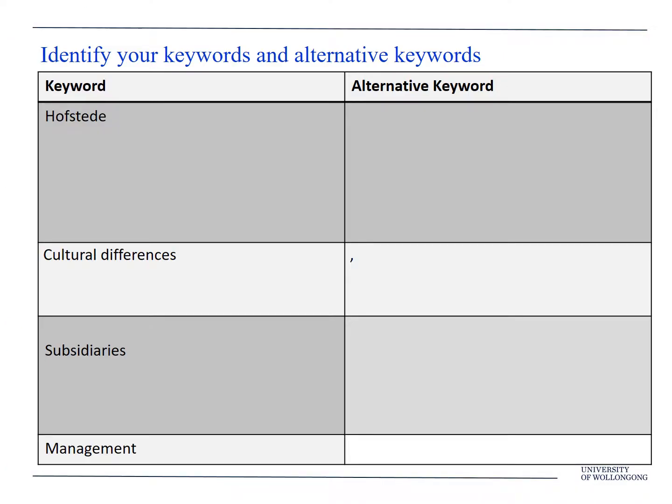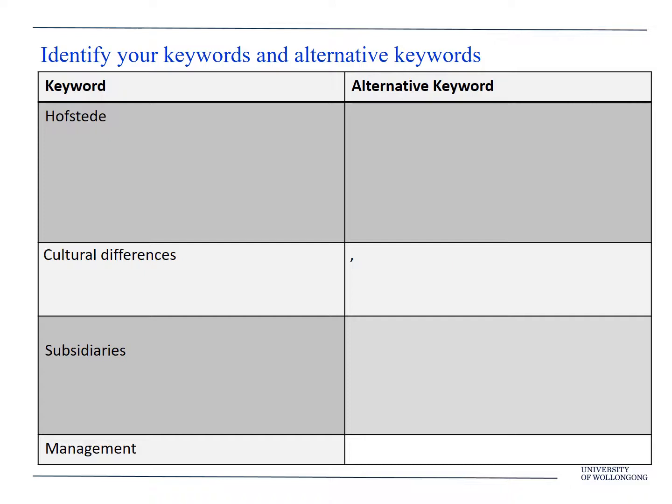So using topic 1 as an example, I've pulled 4 keywords that you could possibly use. These are not all of the keywords, just a suggested starting point. So from the assignment question, I've pulled Hofstede, I've pulled cultural differences, subsidiaries, and management.